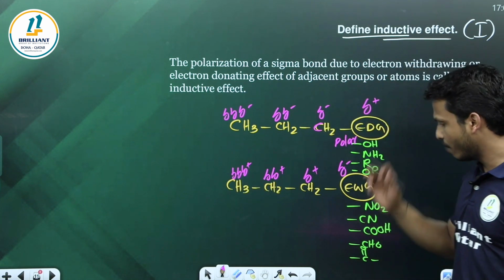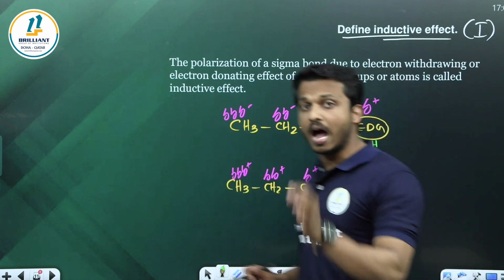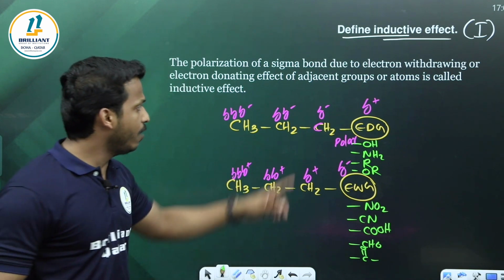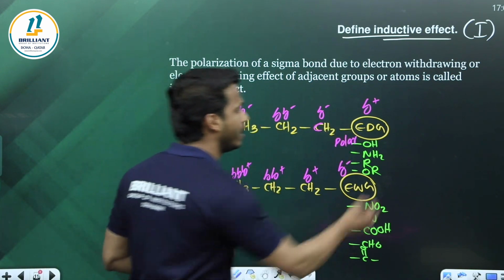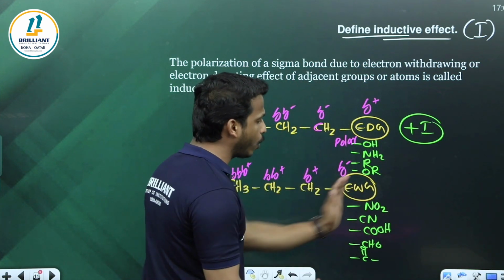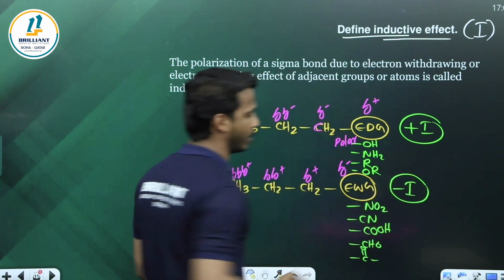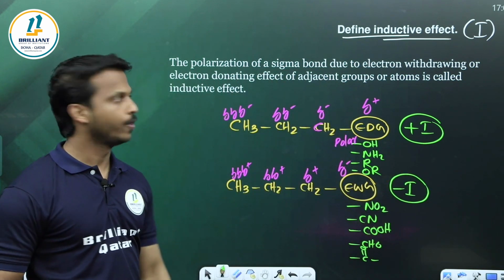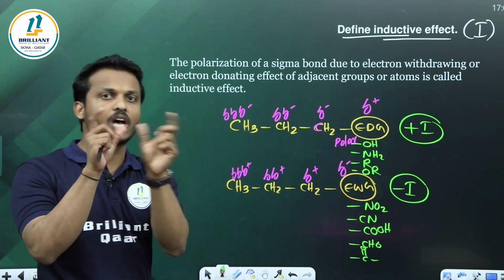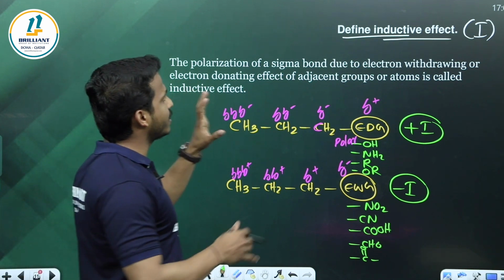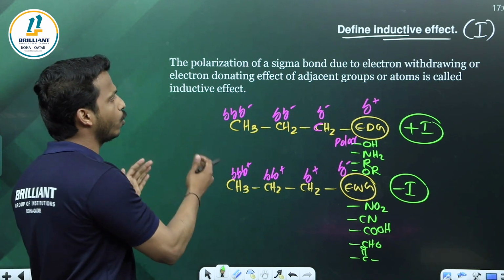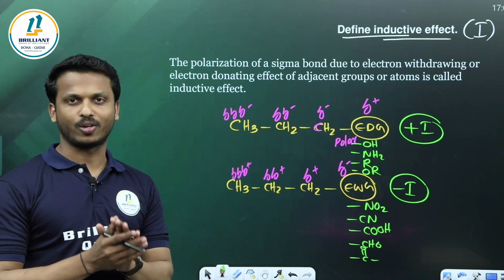One more thing: the inductive effect is called the I effect. There are two types, plus I effect and minus I effect. If donating groups are present on the chain, it is called plus I effect, so these all are plus I effect groups. If an electron withdrawing group is present, it is called minus I effect, so these all are minus I effect groups. The polarization of a sigma bond due to the electron withdrawing or electron donating effect of an adjacent group or atom is called the inductive effect, or I effect.